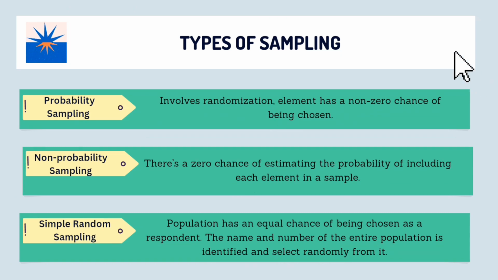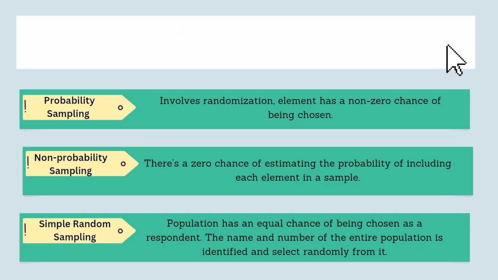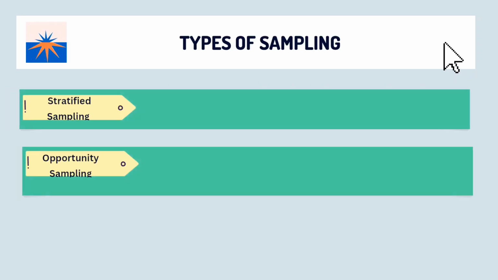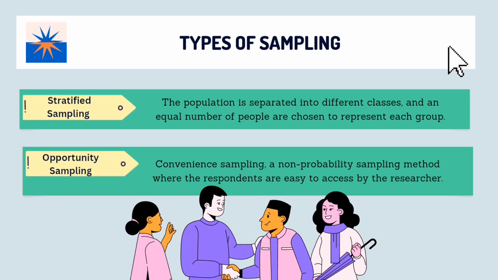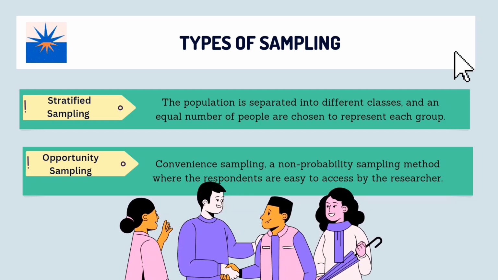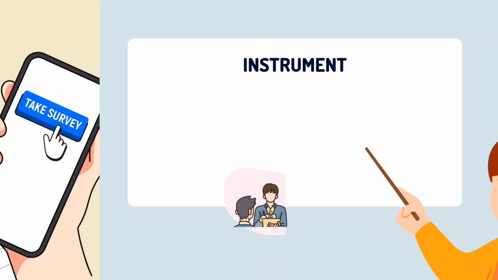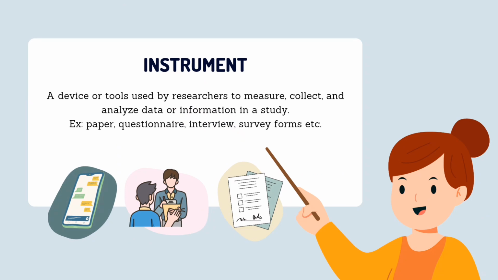There are different types of sampling that you can use in your study. Instrument, a device or tool used by the researchers to measure, collect, and analyze data or information in a study. Examples are paper, questionnaire, interview, survey, forms, etc.